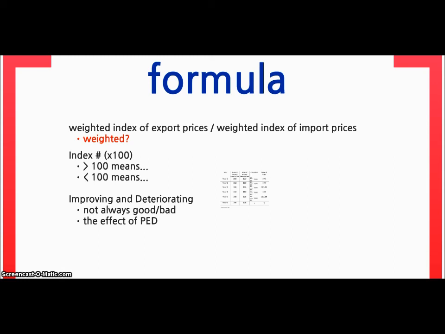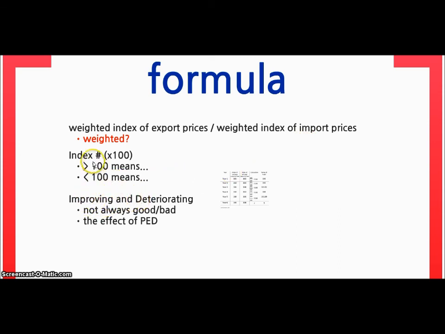So both the export prices and the import prices are weighted, and then the export prices are divided by the import prices. So in the first year, the index year is always going to start at 100. If in the second or the third year the terms of trade comes out to be higher than 100, what that means is that your export prices have gotten larger than your import prices. In other words, your basket of goods is getting a larger basket of goods in return.